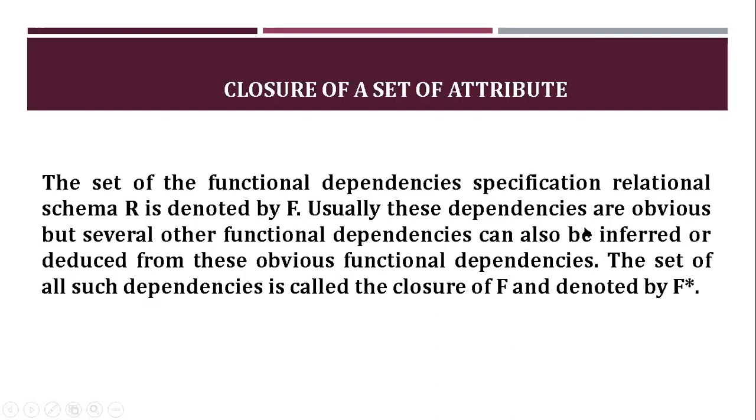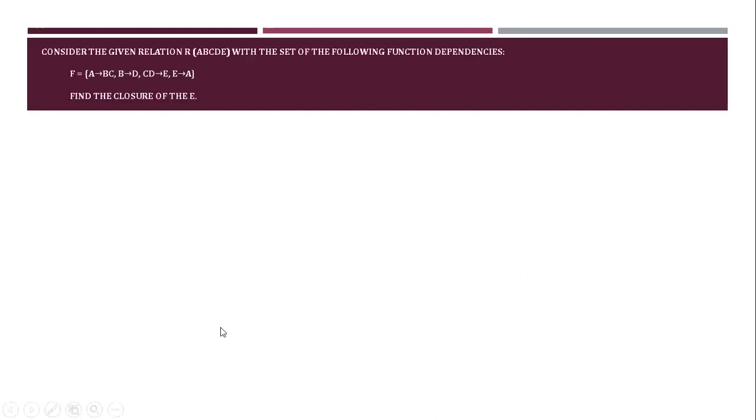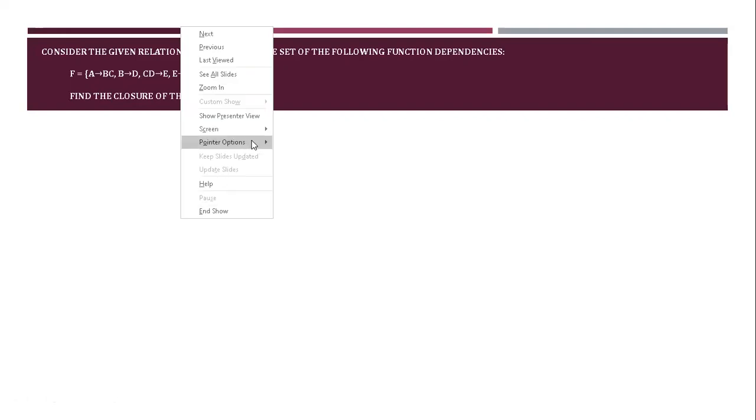And usually these dependencies are obvious, but several other functional dependencies may be calculated with the help of inference rules, right? And the set of all such dependencies is called the closure of F and denoted by F plus, right? So this closure of a set of attributes you can easily understand with the help of this example, right?